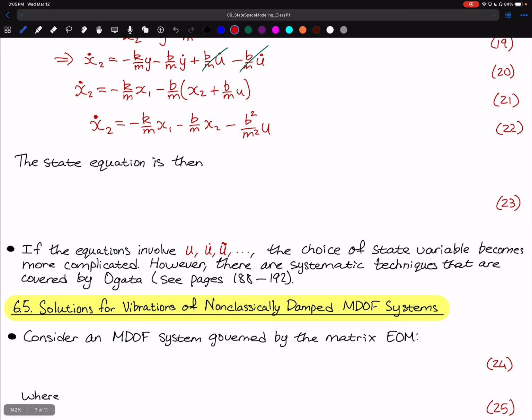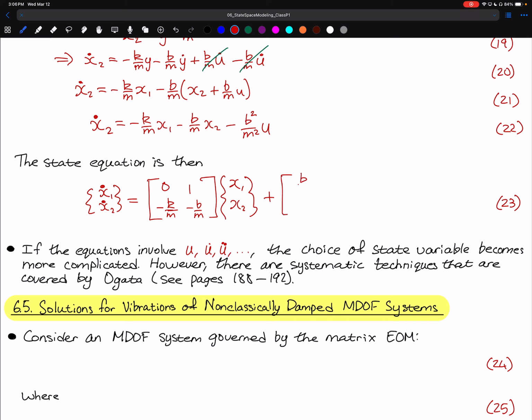Our state equation then is: we have our vector of state variables x1, x2, dotted, equal to the matrix with rows 0, 1 and minus k over m, minus b over m, multiplied by the state vector x1, x2, plus the input matrix, which is b divided by m, and then minus b squared divided by m squared, and that multiplies u. That is our state equation.